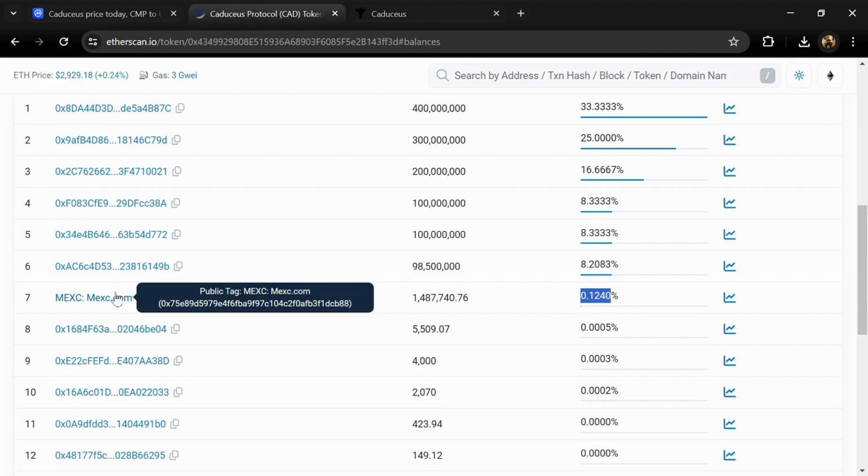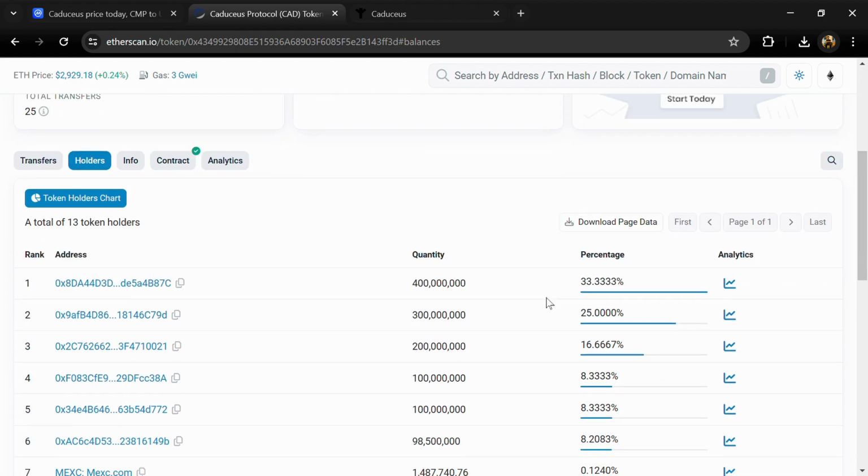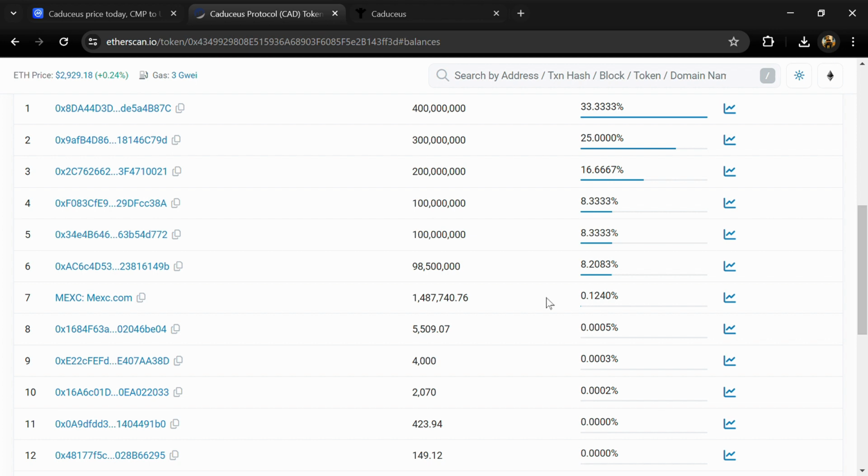0.12% CMP token is available on MEXC exchange. If I share my opinion with you, then this project 75% chances is that it is a legit or good project.